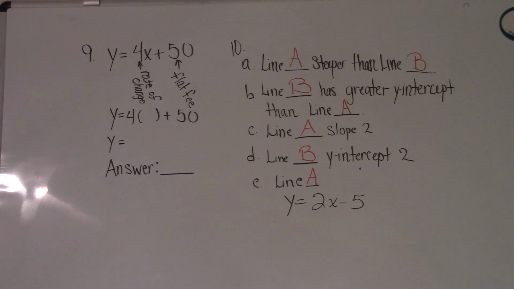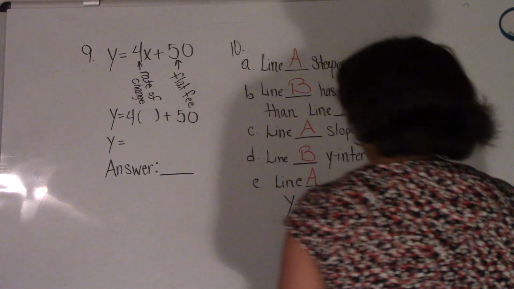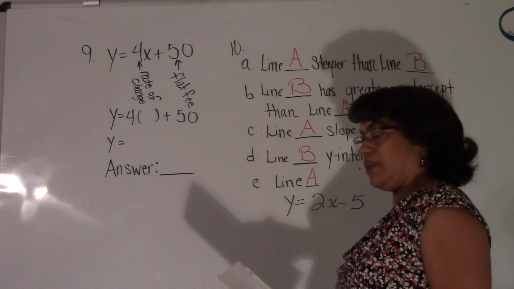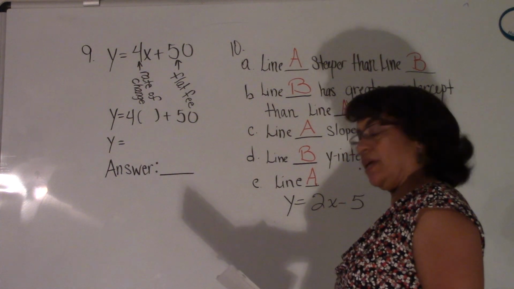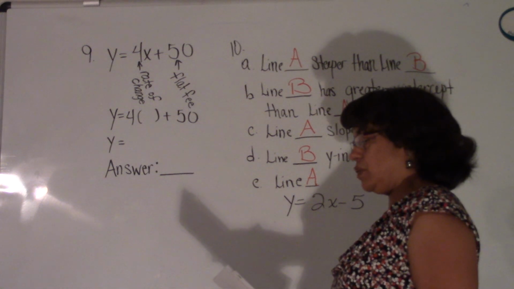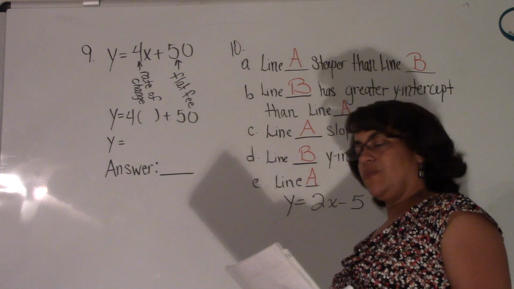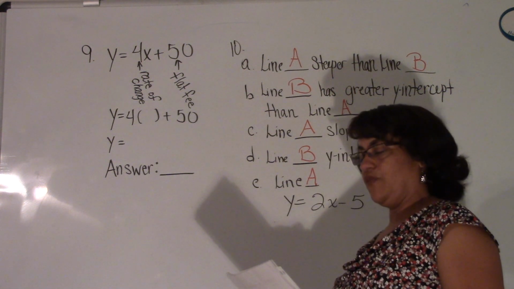So we're going to go over page 3. Let's start with number 9. To run a marathon, you must pay a registration fee and donate $4 for every mile you run. If the registration fee is $50, what's the linear equation in slope-intercept form?